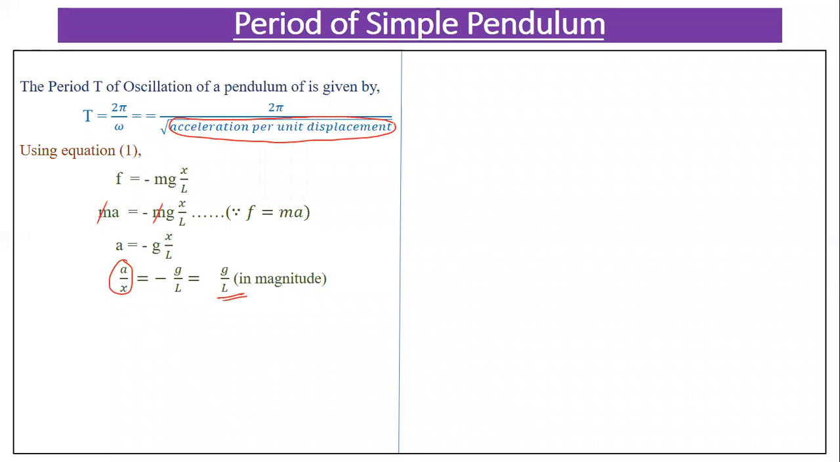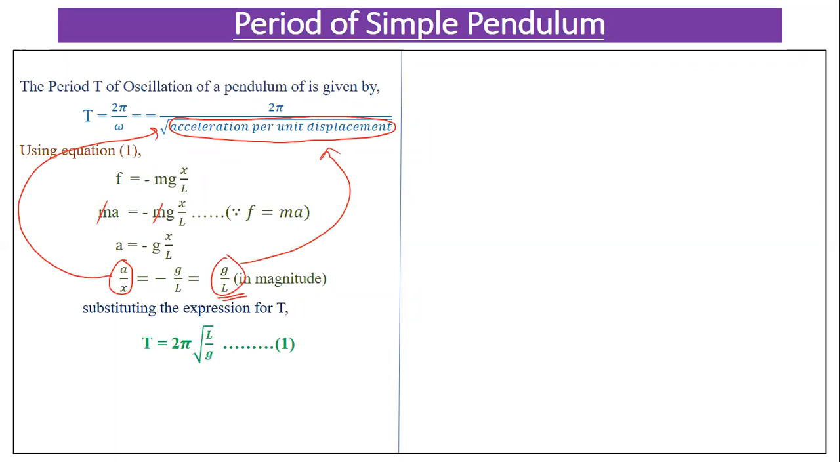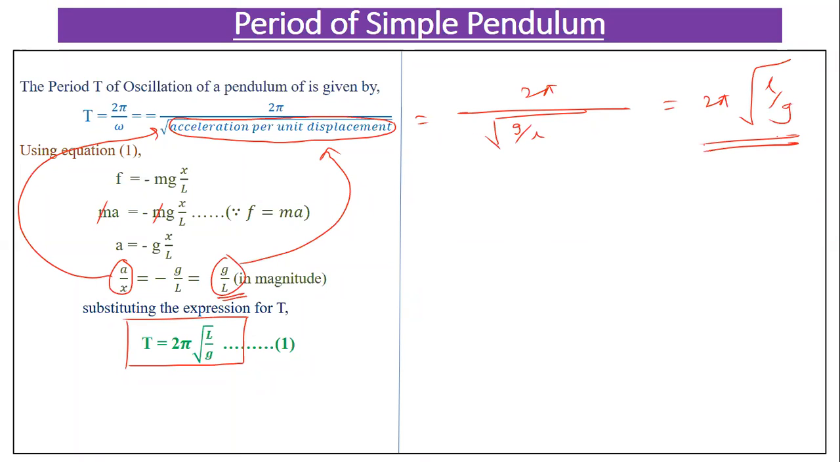And this acceleration per unit displacement, g by L, we have to substitute here. We get the expression for period of a simple pendulum. Substituting this acceleration per unit displacement in the expression of capital T, we get T is equal to 2 pi, root, g by L. Listen here, we substitute only 2 pi as it is. Acceleration per unit displacement is g by L. After writing this properly, we get the formula T is equal to 2 pi under root L by g. And this formula is the expression for period of a simple pendulum.